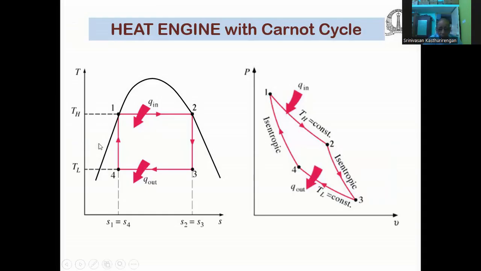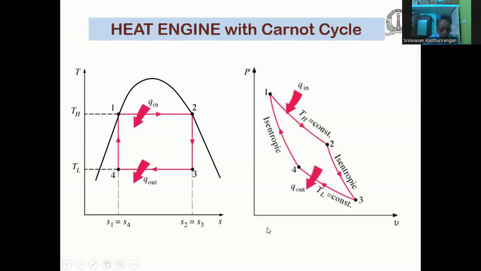And you can see the PV diagram here. So you have isothermal expansion, adiabatic expansion, isothermal compression, adiabatic compression. So the area within this curve is now the work done by this particular cycle.